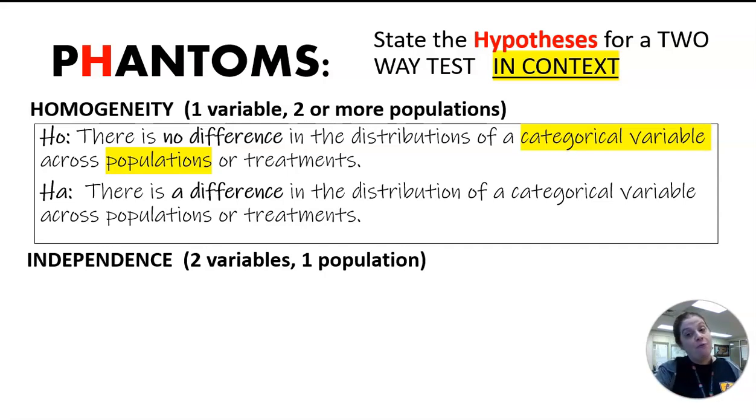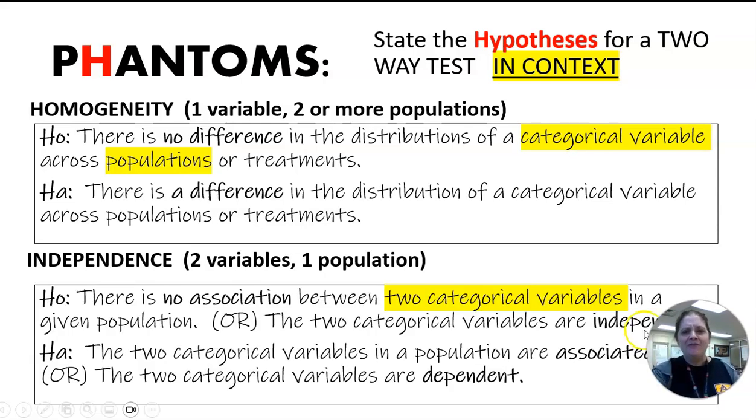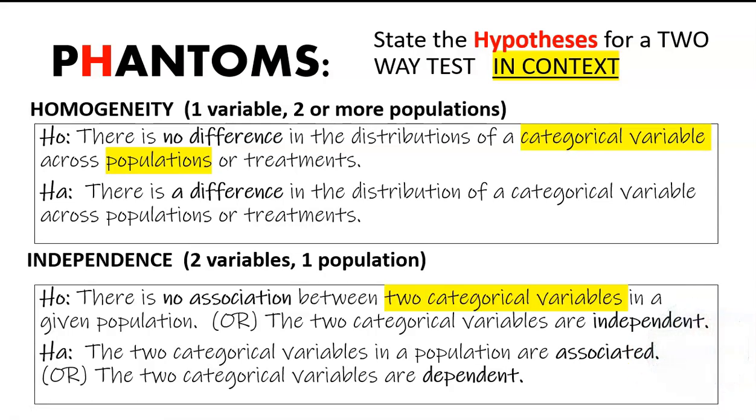With independence, you're going to have one population and 2 variables. So you're going to have something like, there is no association between these two categorical variables in my population. Or you could say these two categorical variables are independent. Your alternate hypothesis is going to be that the variables are associated, or that the variables are dependent. Okay, so when we write these, no variables, so no parameter to identify.